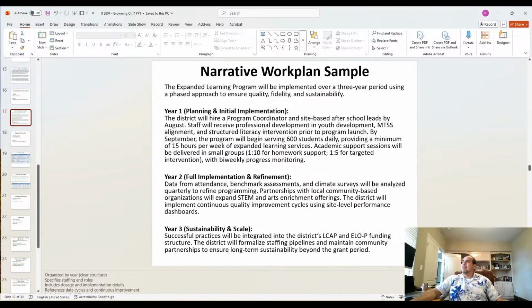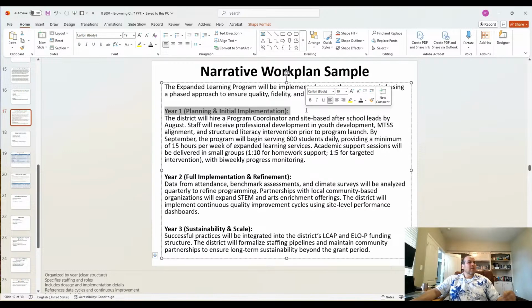An expanded learning program will be implemented over a 3-year period using a phased approach to ensure quality, fidelity, and sustainability. Okay, year one, right? Generally, you want to do month per month or quarterly, but right now we're just doing a broad overview. We're going to do planning and implementation. Okay, the district will hire a coordinator and site-based after-school leads by August. Staff will receive professional development on youth development, alignment, and structured literacy intervention prior to program launch. By September, the program will begin serving 600 students daily, right? Academic support sessions will be delivered in small groups with biweekly progress monitoring.